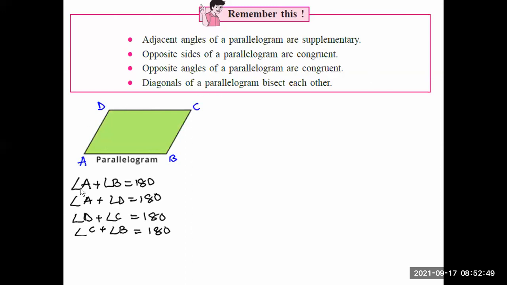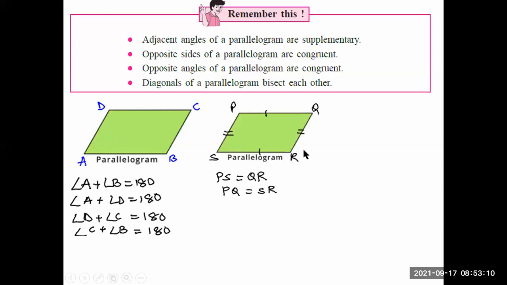You can see here the adjacent angles are supplementary. When I say that, it means the sum of the angles which are next to each other. If I consider A, next to it is B. So A plus B is 180 degrees. A plus D is 180 degrees. D plus C is 180 degrees. C plus B is 180 degrees. So the sum of the adjacent angles, the angles which are next to each other, is 180 degrees.